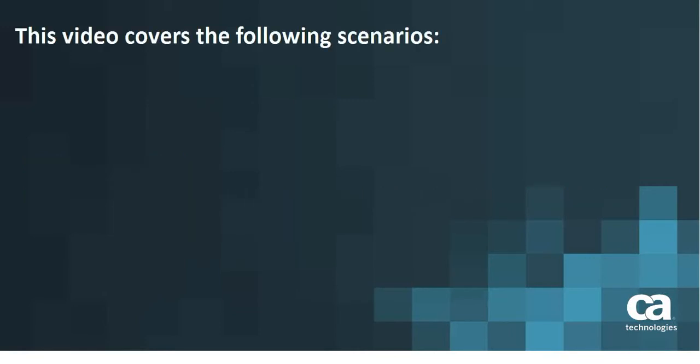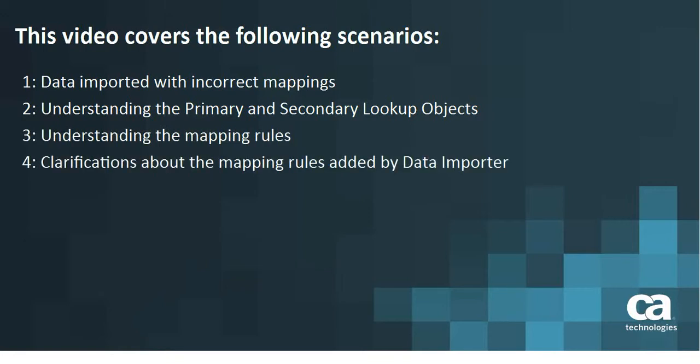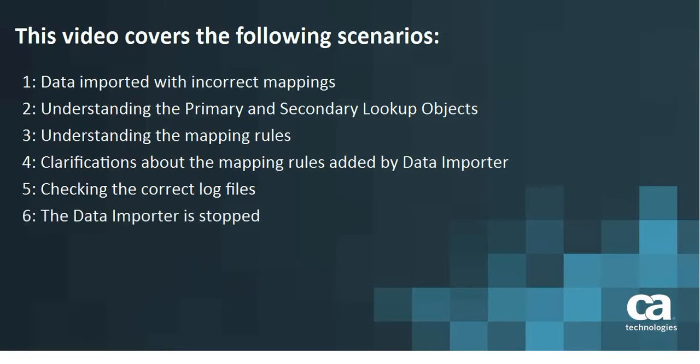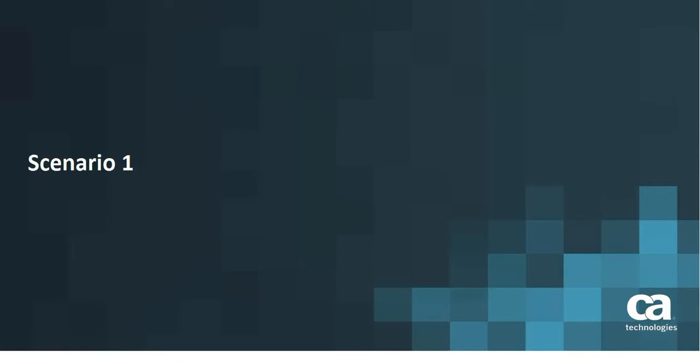This video covers the following scenarios: data imported with incorrect mappings, understanding the primary and secondary lookup objects, understanding the mapping rules, clarifications about the mapping rules added by Data Importer, checking the correct log files, the Data Importer is stopped, resetting the job status, the import hangs when submitting a large number of assets, understanding the exclusion filters.